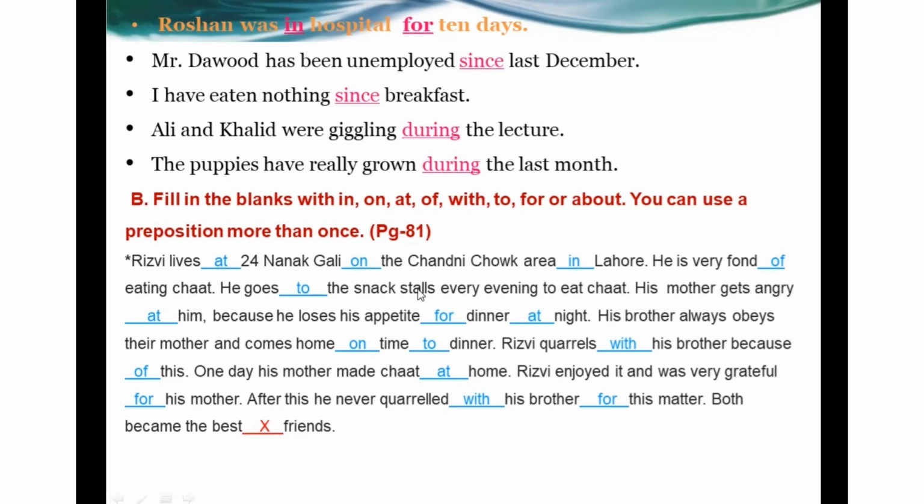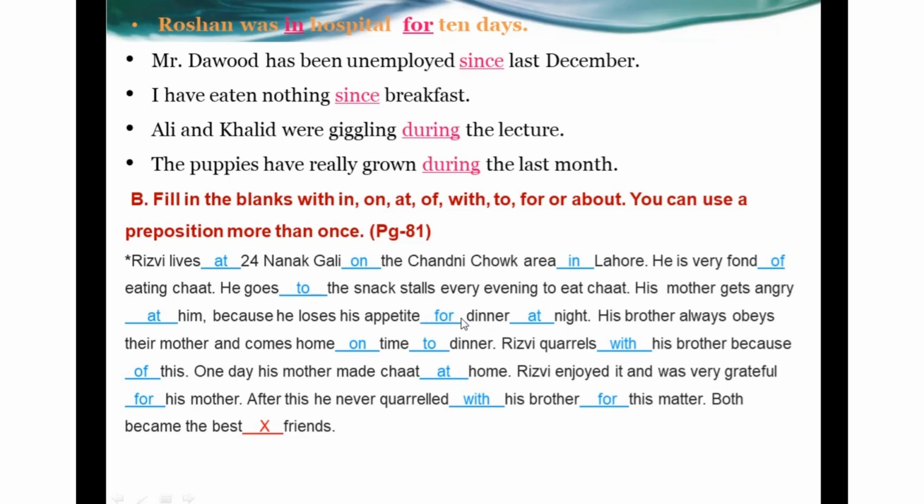Like that. Now, what will come in our blank? To. I will read the whole line. He goes to the snack stalls every evening to eat chaat. His mother gets angry at him because he loses his appetite dash dinner dash night. Appetite for dinner.